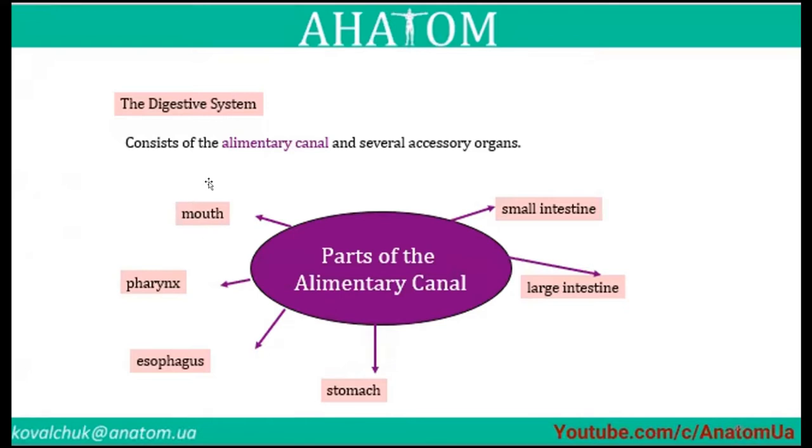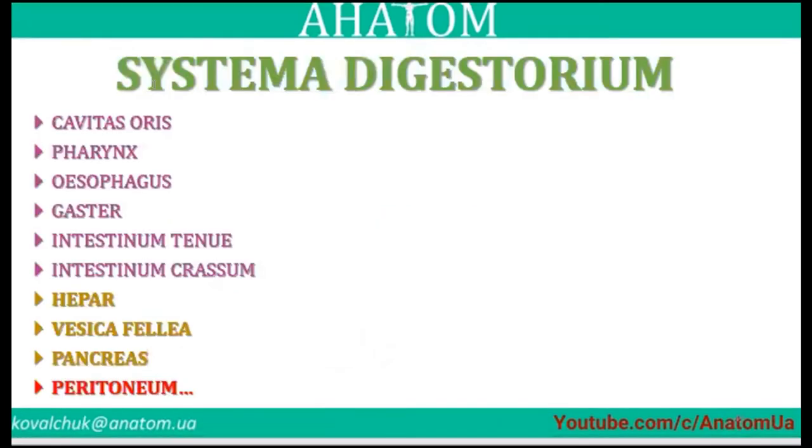After the oral cavity comes the pharynx; pharyngitis is inflammation of the mucous membrane of the pharynx. Esophagus, three parts. The stomach is a special sac, it's ventriculus or gaster in Latin, and in Greek this is the name of the organ. Small intestine and large intestine. These are the parts of the alimentary canal, very simple. And in Latin, it's systema digestorium, or digestive system, or systema alimentarium.